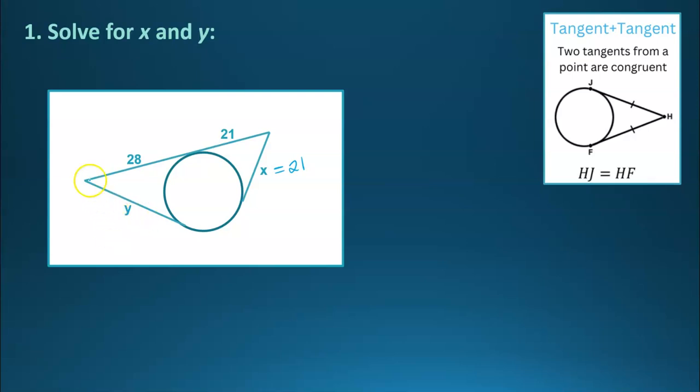Same over on the left. They're both coming from this point here. It means they're both going to have the same length. So y is going to be 28. So not too bad on that one, as soon as you know what the principle is that we're looking at, and we're able to visually recognize it in a problem.